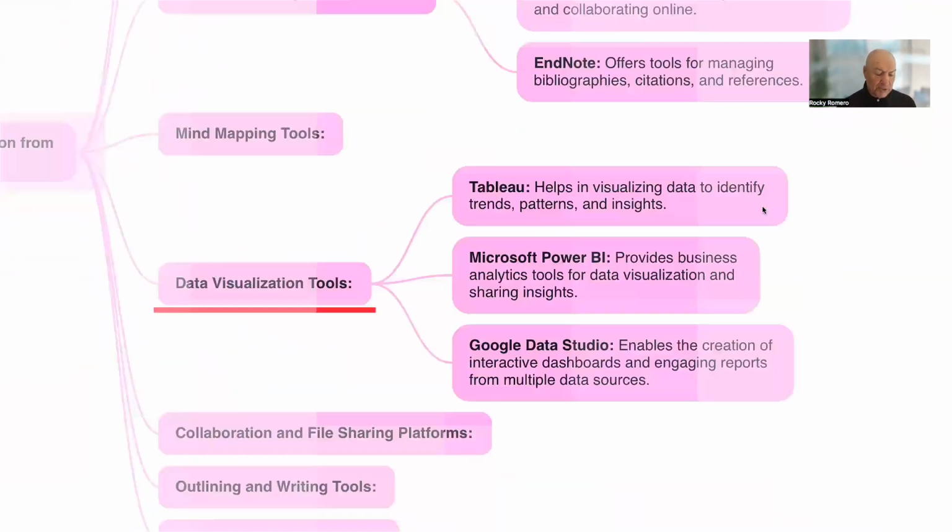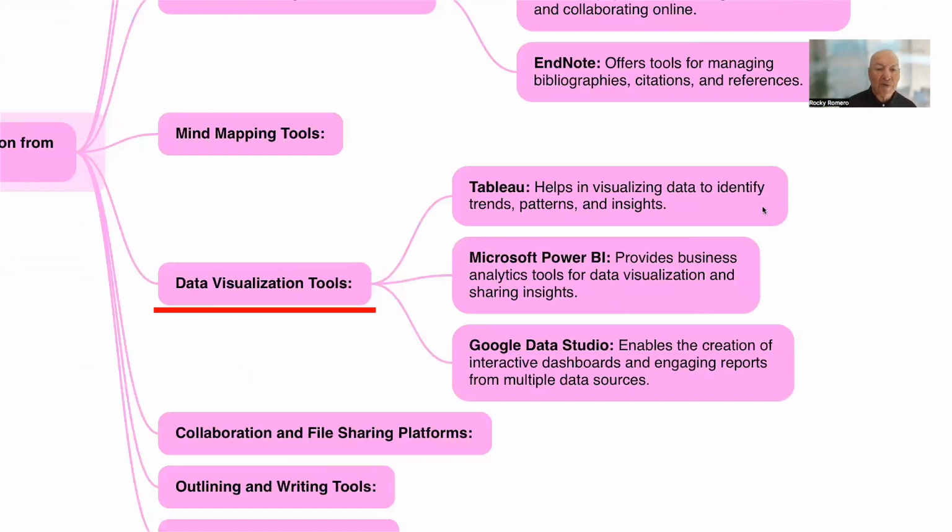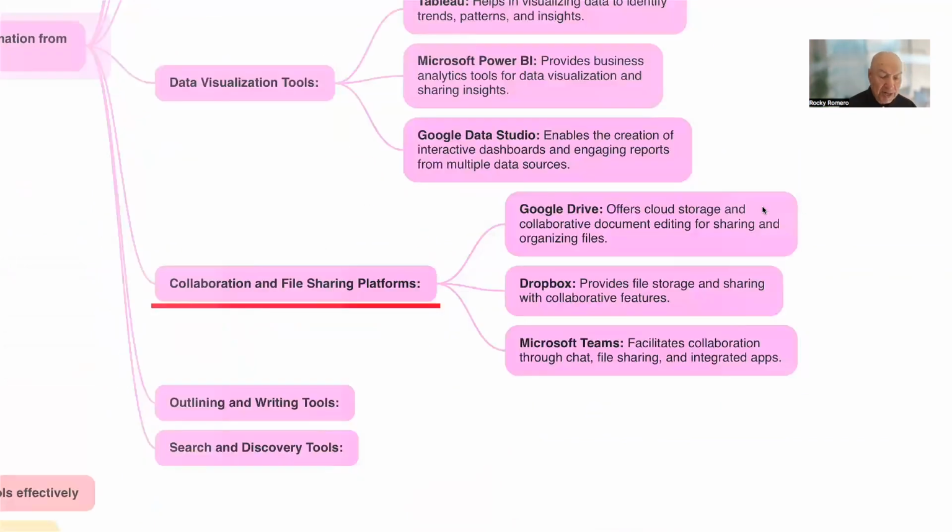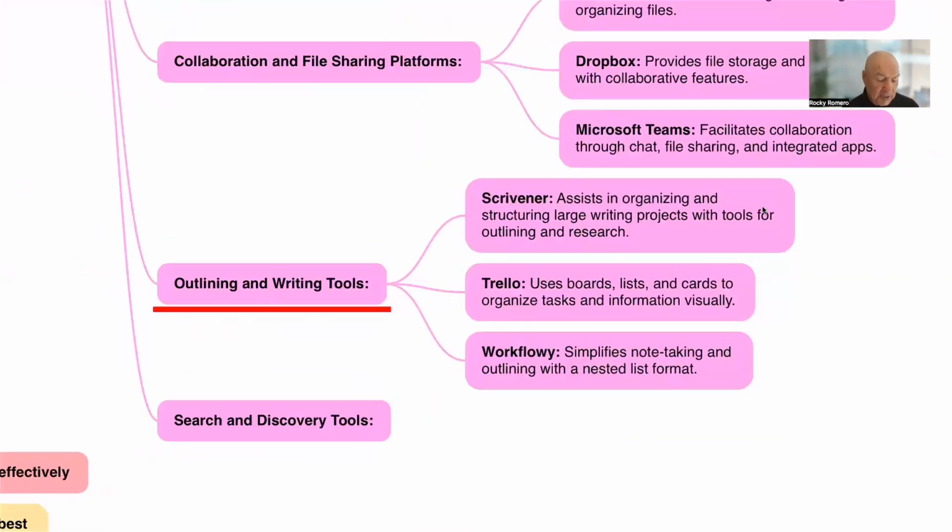And data visualization tools, there is Microsoft, of course, and Google. And some of these tools I know about. My preference for data visualization actually is Microsoft PowerPoint, to be able to create a PowerPoint from the mind maps. Collaboration and file sharing, of course, Google Drive is top of mind. Microsoft Teams, Dropbox, and outlining and writing tools. These I'm familiar with. I've used Trello and Workflowy.